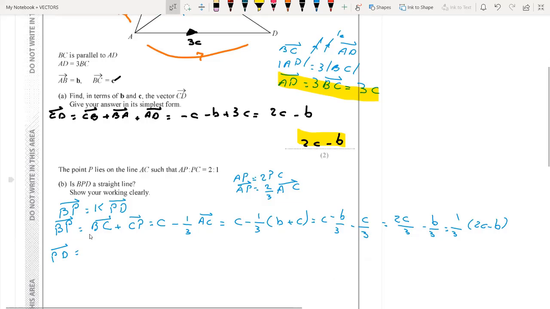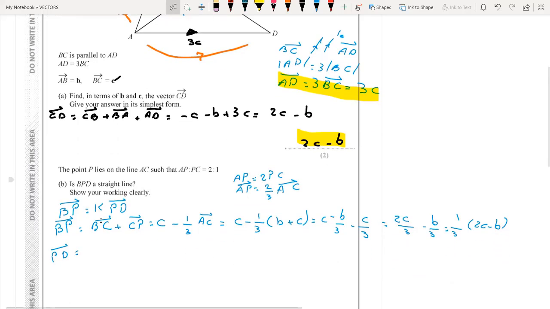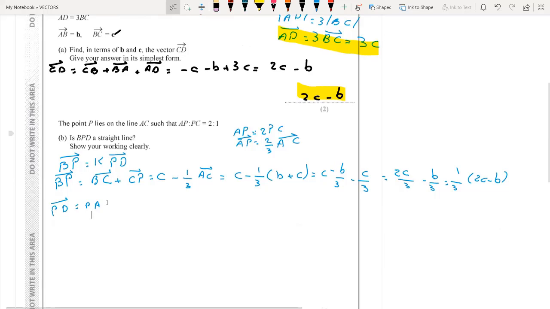Now, let's find PD vector. PD vector, I will go from P to C first, and then I will go from C to D. Or I can go in the opposite direction from P to A, then from A to D. This is much easier because I have AD is equal to 3C. So I will go from P to A. Then I will go from A to D. Now, P to A is negative 2/3 AC.